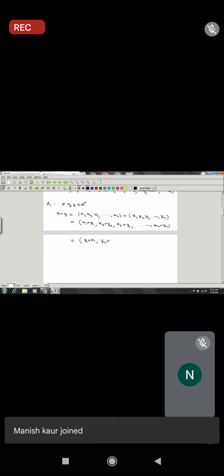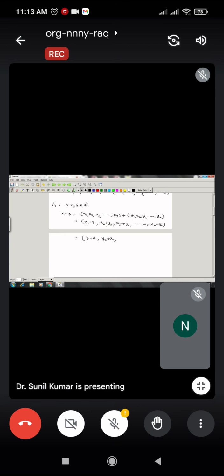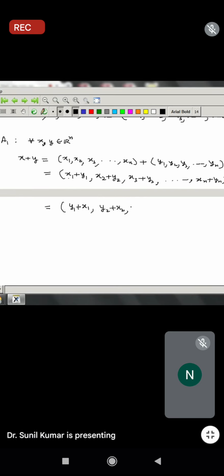Now can I write x2 plus y2 as y2 plus x2? Please mute yourself, bhai. Yes, sir, we can. How? Because x2 and y2 both are real numbers, and real numbers satisfy the property of commutativity under addition. So we can write x2 plus y2 as y2 plus x2. Is it clear? Yes, sir.